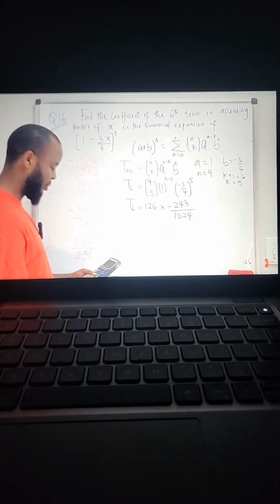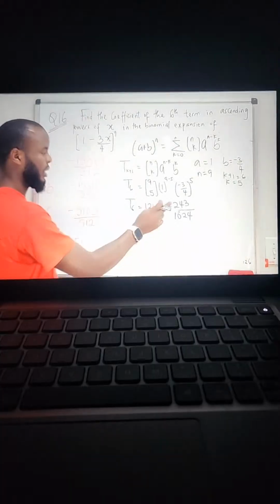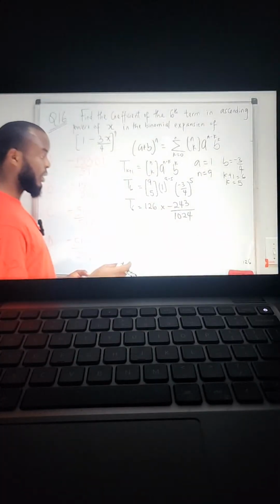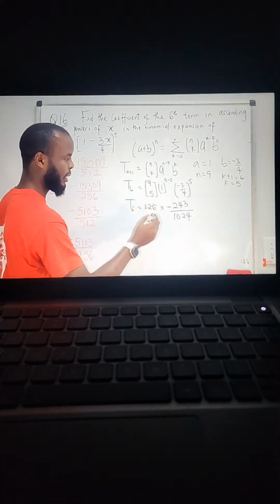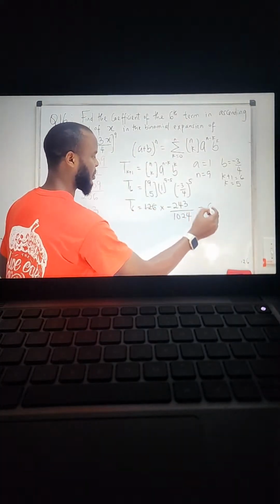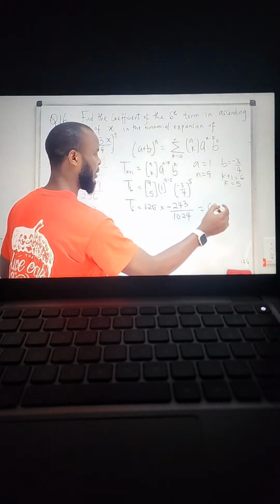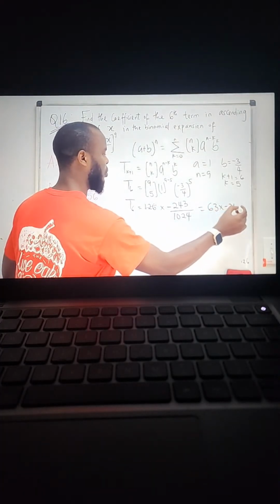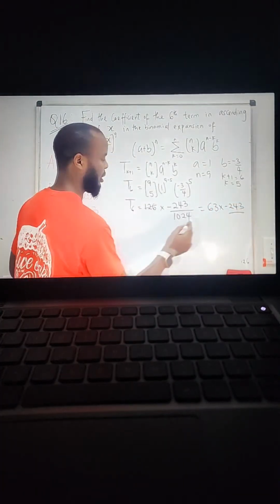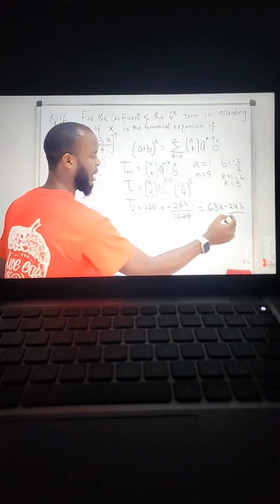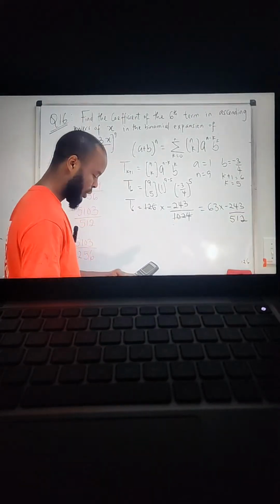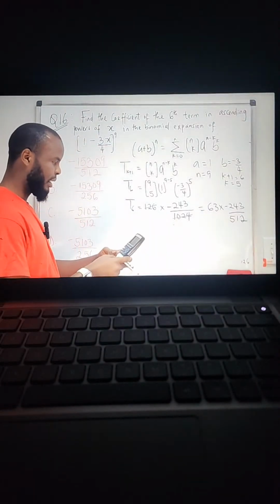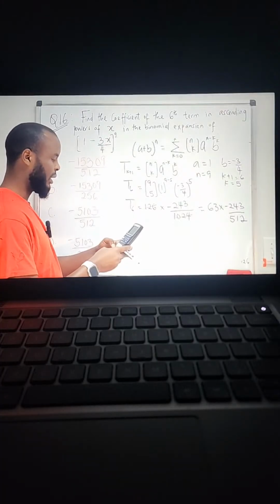Now, let's simplify further. 126 times 243. Or you can divide by 2 if you want. If you divide this by 2 here, you have 63 times -243. And if you divide this by 2, we have 512. Now let's multiply 63 times 243.